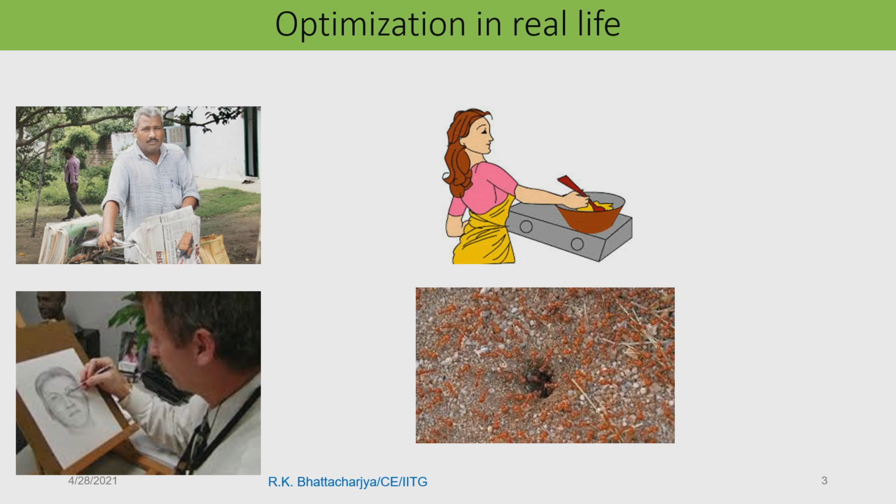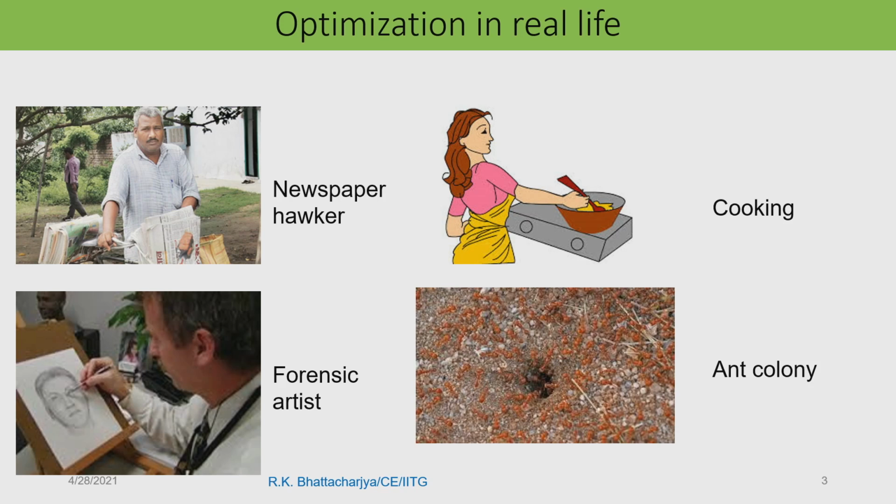Apart from that, if you look at the ant, when they are moving, or in whatever social behavior they have, they are also using optimization. Maybe we can have some other example problems when we discuss metaheuristic optimization methods, but today I will take these 4 example problems: the newspaper hawker, cooking, the forensic artist and the ant colony. I would like to explain how these people, knowingly or without knowing, are using optimization, as I said. Let me explain that.